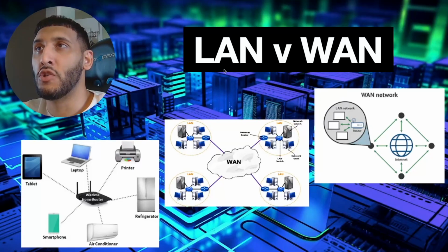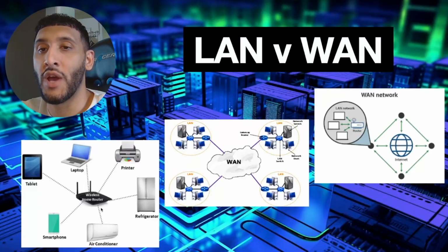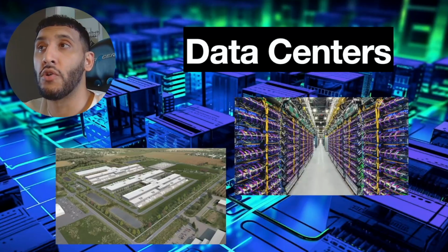So we're going to start off with two basic types of networks. Right here we have local area networks and we have wide area networks. A local area network is essentially what you have at your house, where you have a router, an Ethernet cable, and you have a bunch of devices connected to it. That's a LAN. A WAN, a wide area network, is a bunch of LANs connected together. That creates a WAN. And the largest wide area network would be the internet because it connects millions of LANs across the entire earth. And these wide area networks are connected through things called data centers.